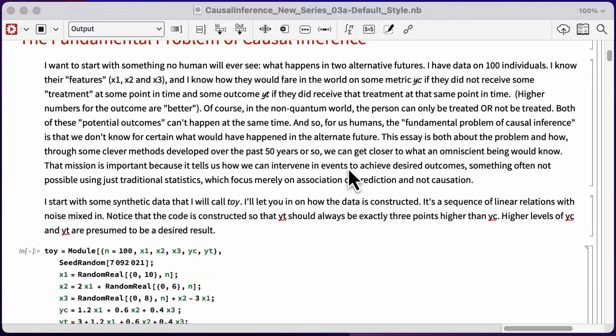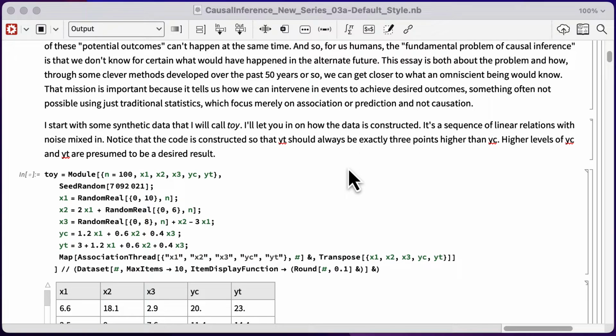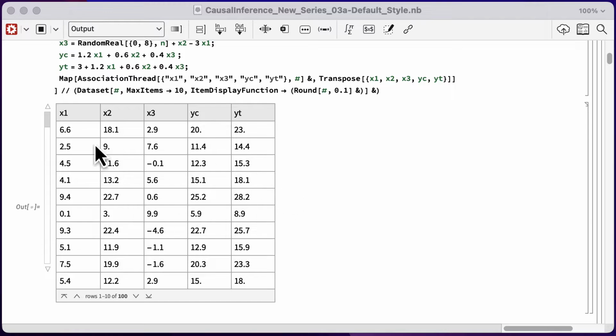So let's work through this. And I'm actually going to move through the code fairly swiftly so that we can get to the point. Here's our data set. This is what the omniscient being sees or created. We have the values x1, x2, x3 for every person. And we have the value YC, which is the outcome when they were in the control group and didn't receive treatment, and the outcome YT, which is the outcome when they did receive treatment. And we're supposed to know both of these for each person.